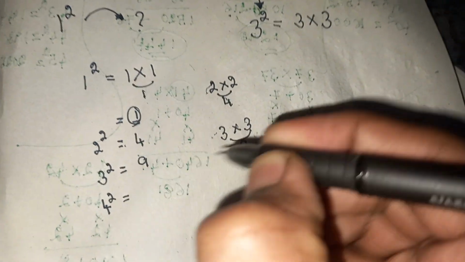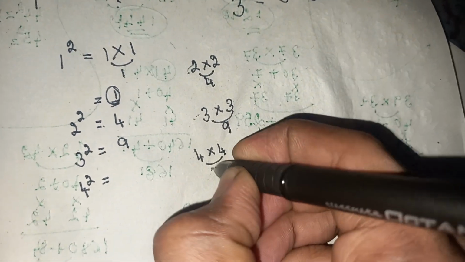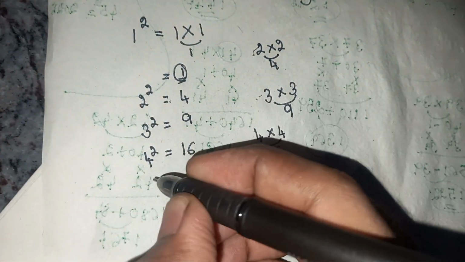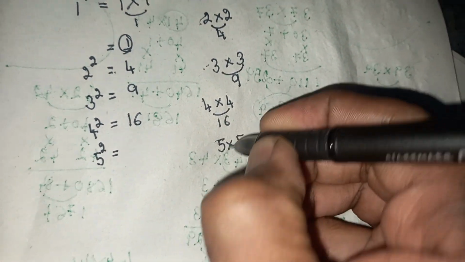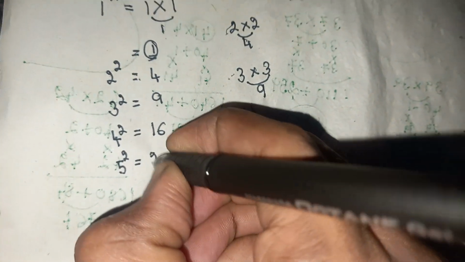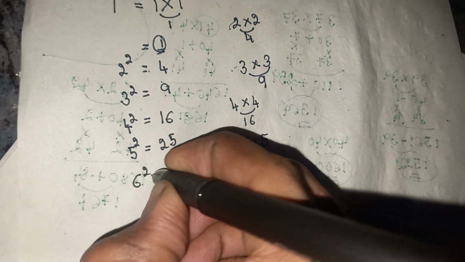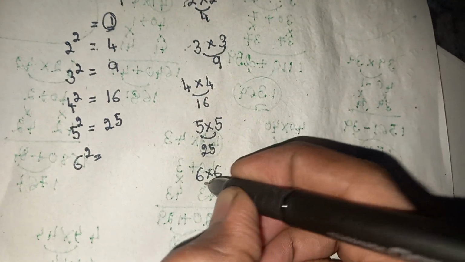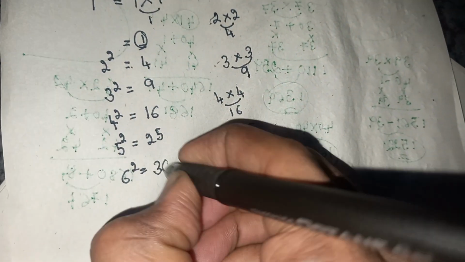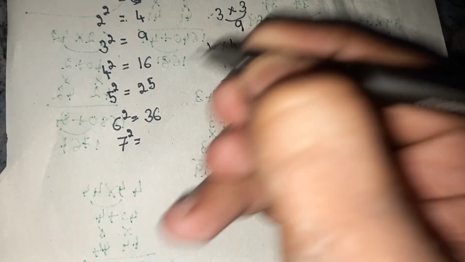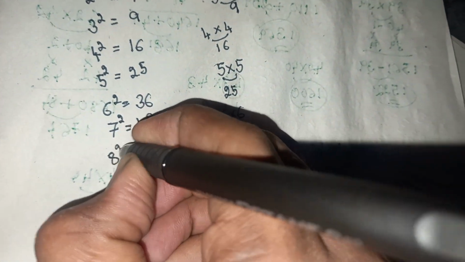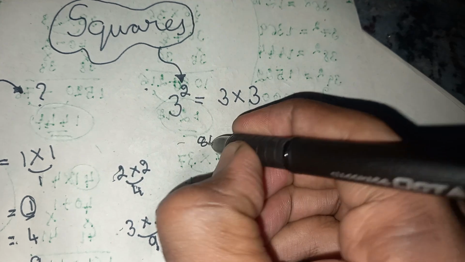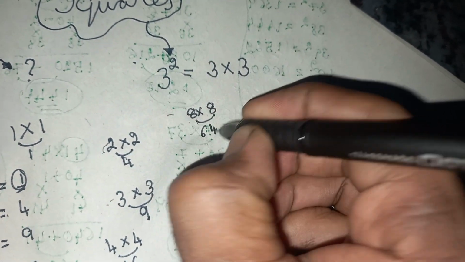And 4 square, it is 4 times of 4, which is 16. I do one more, that is 5 square, which is 5 times of 5, which is 25. 6 square is 6 times of 6, which is 36. 7 square is 7 times of 7, which becomes 49. 8 square is 8 times of 8, which is 64.